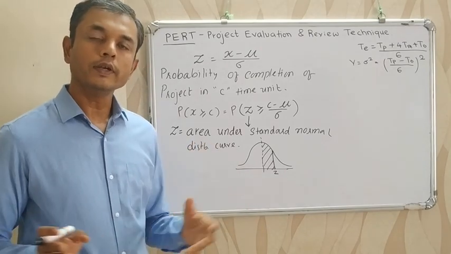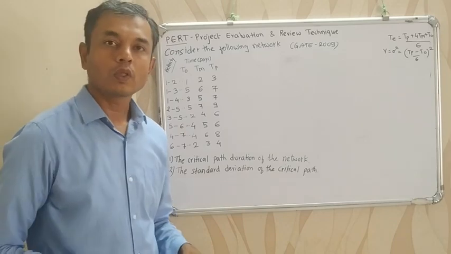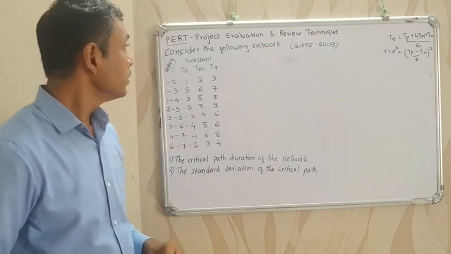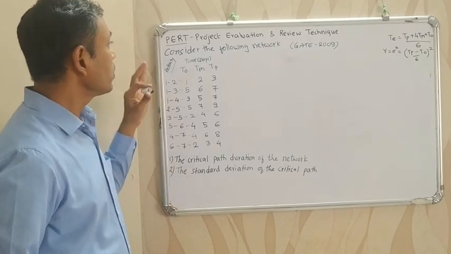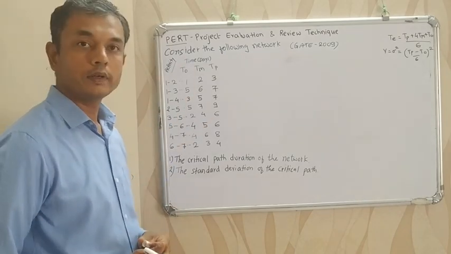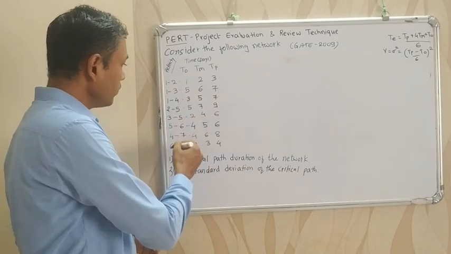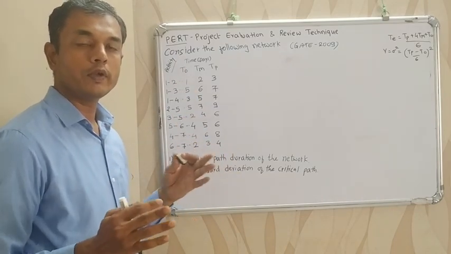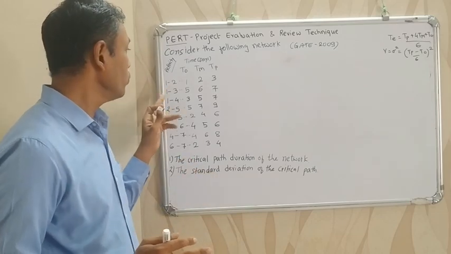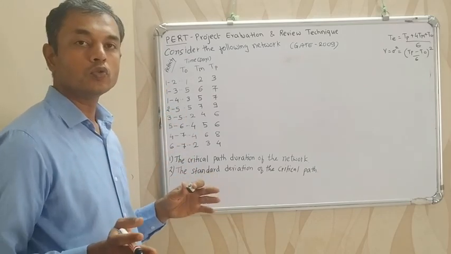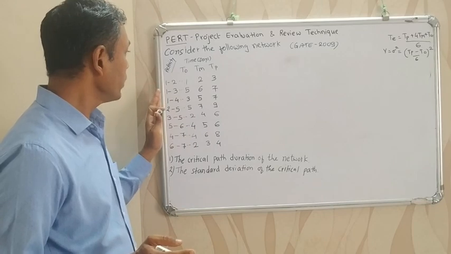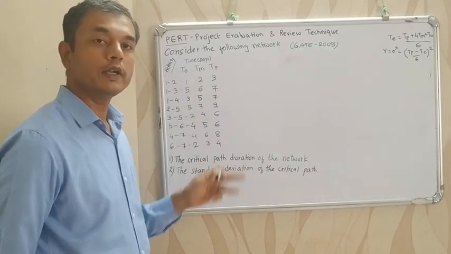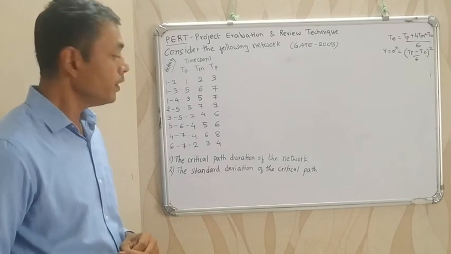Okay, so now we will discuss one example of PERT. So consider the following network. Activities are given, and the activities are in the form of event to event, 1 to 2, 1 to 3. So there is no need to show the predecessors. Activities are provided. There are 3 time estimates: optimistic, most likely, and pessimistic time is also provided.